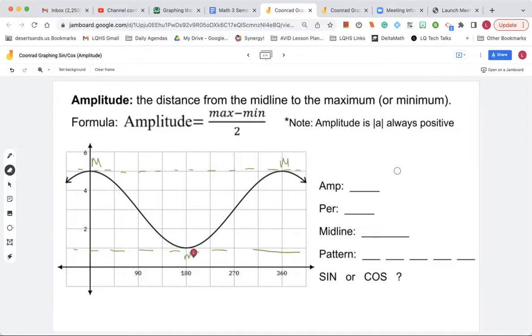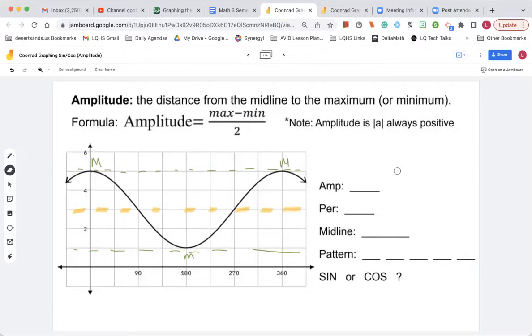And you kind of go, okay, well, where's the middle between those? So you kind of count them and go, well, this is at 1, 2, 3, 4. So it's right in between. And that middle is usually what I graph next. So I say, okay, here is the midline.